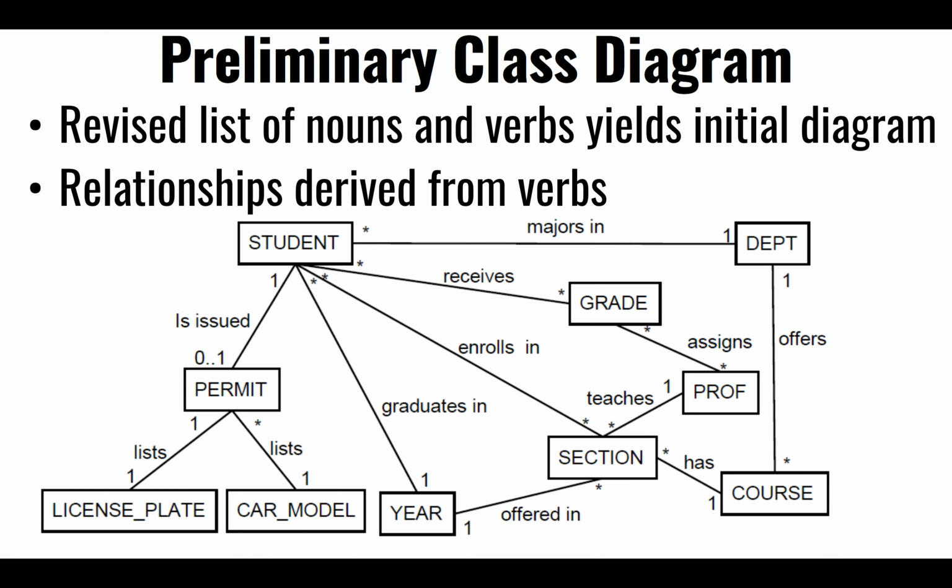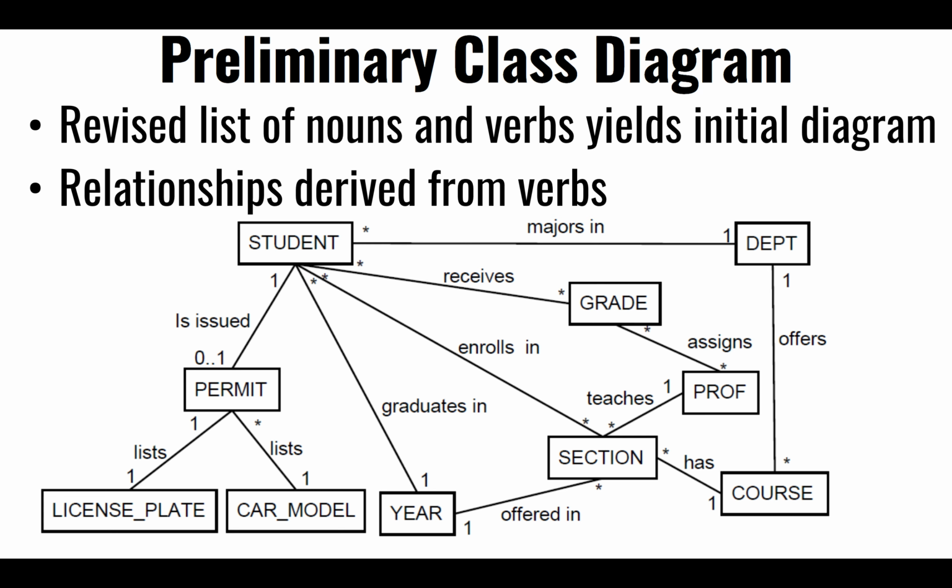So here's a preliminary class diagram which has some deliberate mistakes. All right, and we'll discuss how or why we might have made these mistakes, right? That we might have misread a paragraph or misread a verb phrase, and how we might go about improving on that. So we have here the students, the departments, the grades, the professors, the permit.